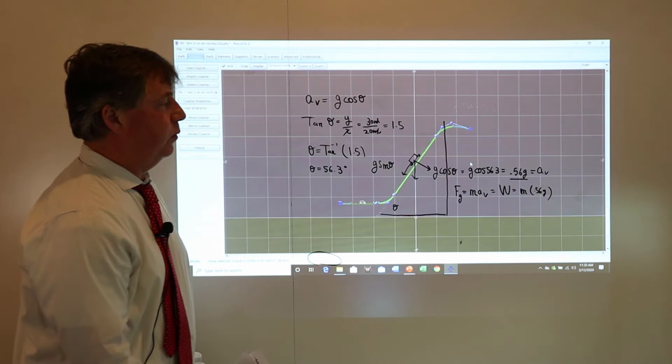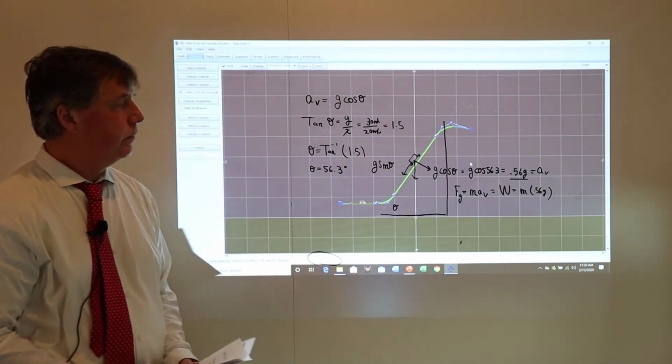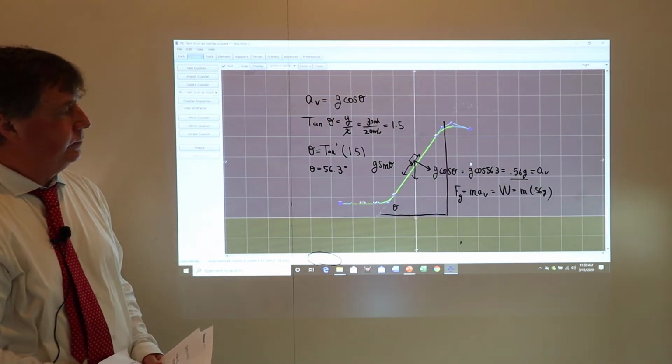Okay, so there you have it. You weigh a little bit more than half your normal weight on this incline. So if you want to lose some weight, weigh yourself on an incline.